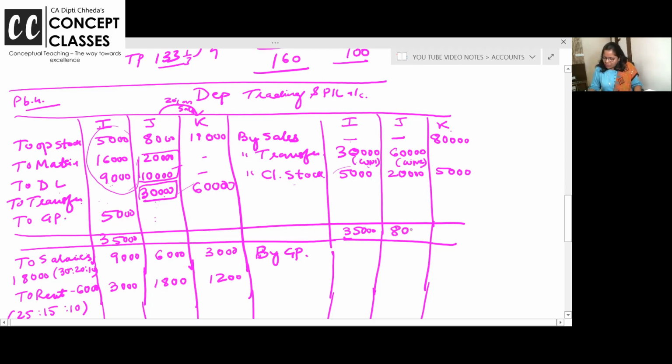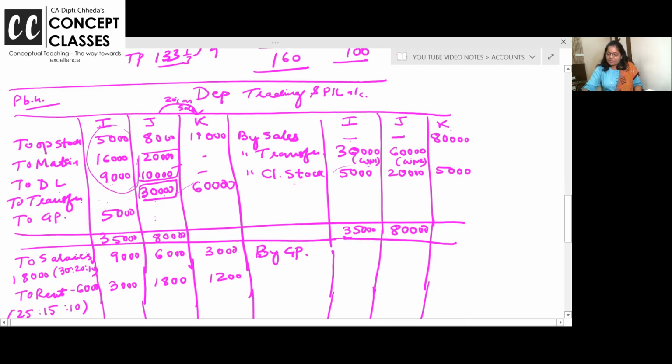Can we complete the total of the trading account? 80,000, minus 8,000, minus 20,000, minus 10,000, minus 30,000, 12,000 is the GP. I is transferring the goods to J at a profit of 5,000. J is transferring to K at a profit of 12,000. Anyone is having any doubt?